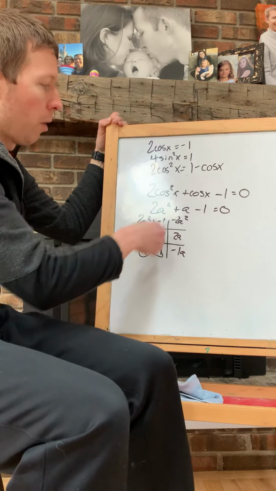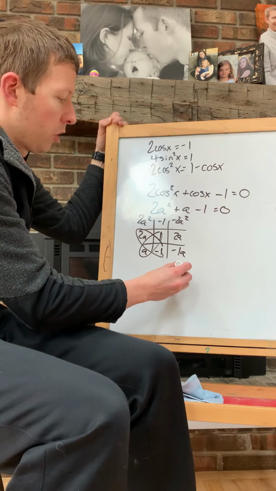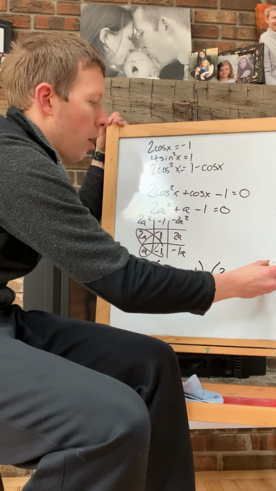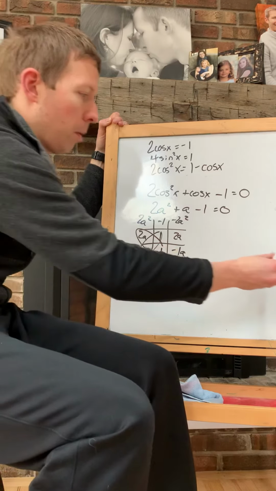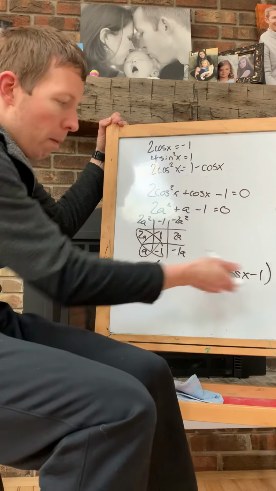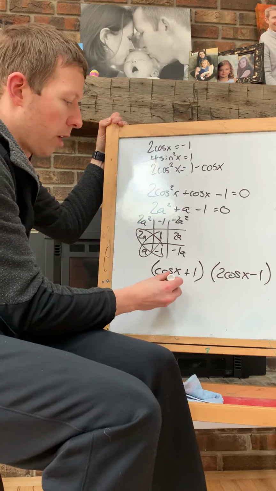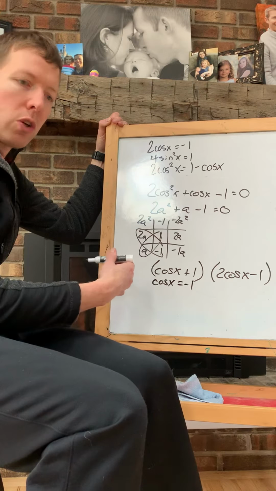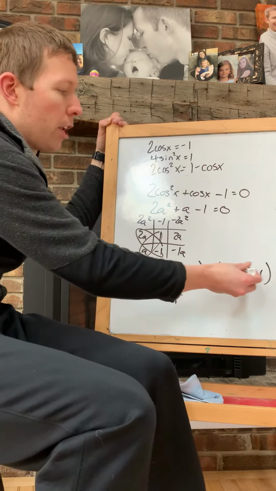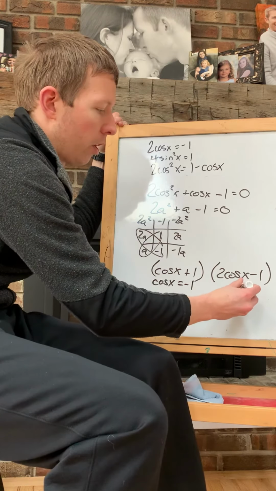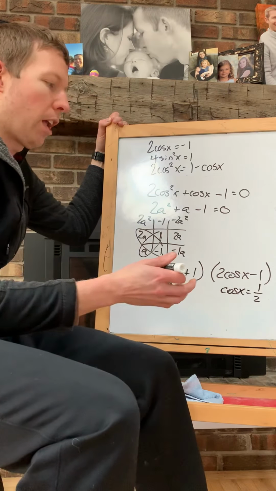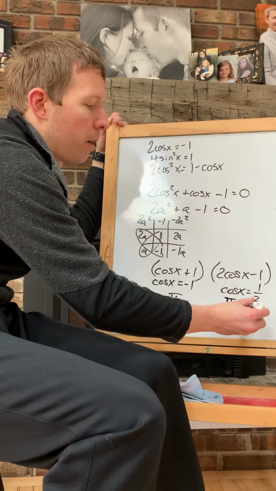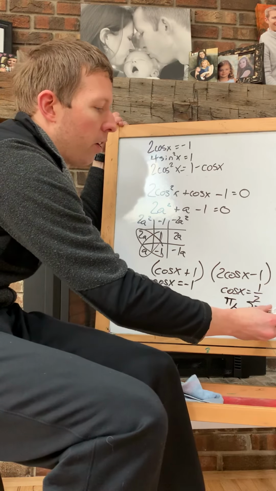So I end up with, remember a was cosine of x, cosine of x plus 1 multiplied by 2 cosine of x minus 1. And then the question becomes, remember, this is what we were trying to solve. What makes this true? Well, this would be true if cosine of x equaled negative 1. And that's going to happen over on the left-hand side of the unit circle, which is at pi. And here, we're really saying that cosine of x would be equal to 1/2. And that's going to happen in 2 different places on a unit circle. That's going to happen at pi over 3 and at 5 pi over 3.